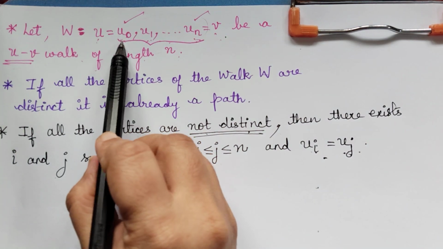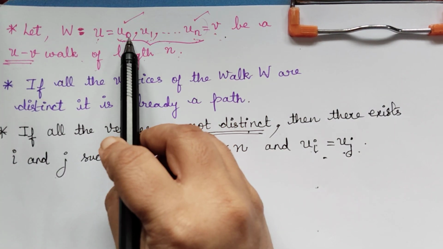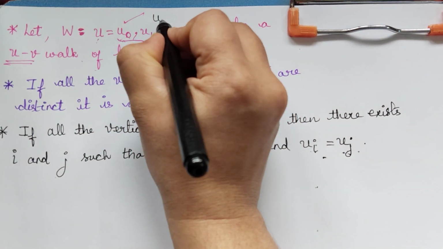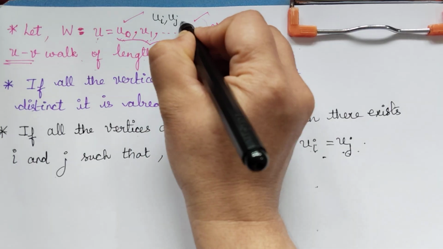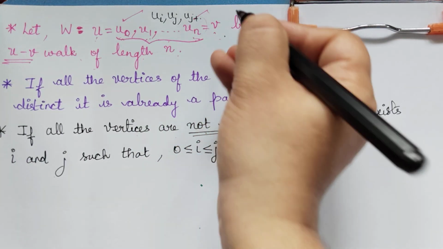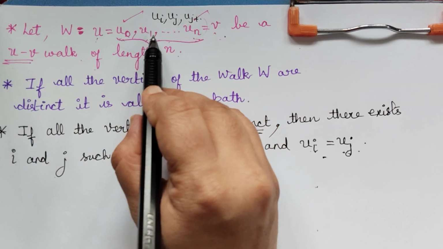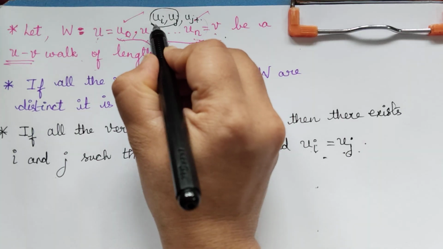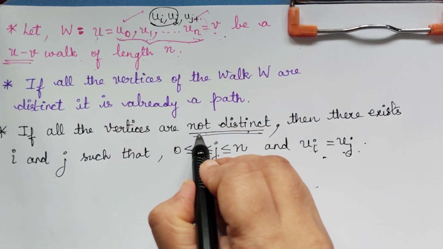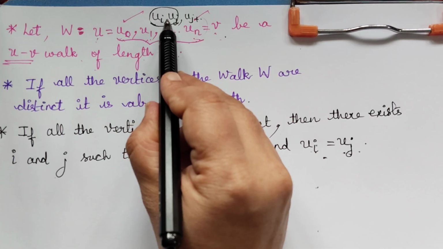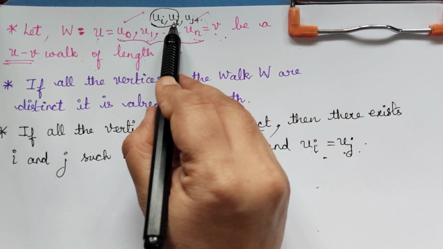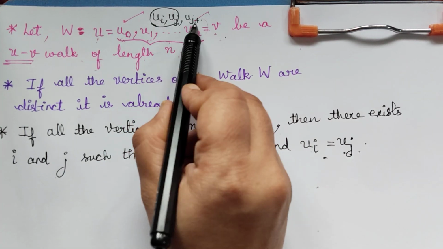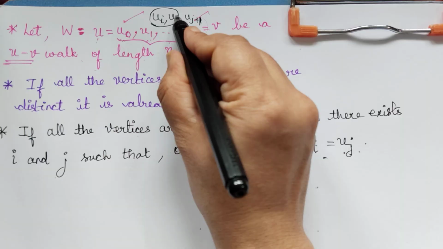Now this walk is from u0 to un, and from 0 to n we are taking in between two values i and j. Somewhere in between you will have ui, then uj, and then uj plus 1, and it goes on like this up to un. We are going to take these two vertices as one vertex, because the vertices are not distinct, so at least one vertex will be the same as the other. Instead of uj we consider ui itself, and then we move on to uj plus 1. So this vertex we neglect.